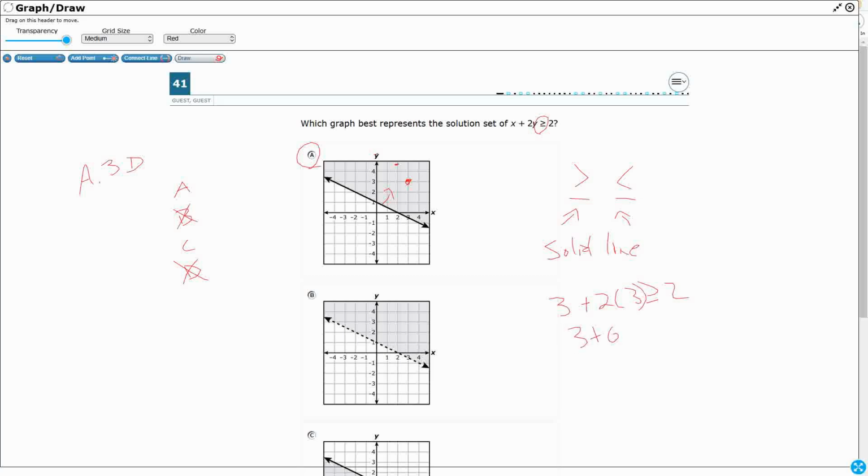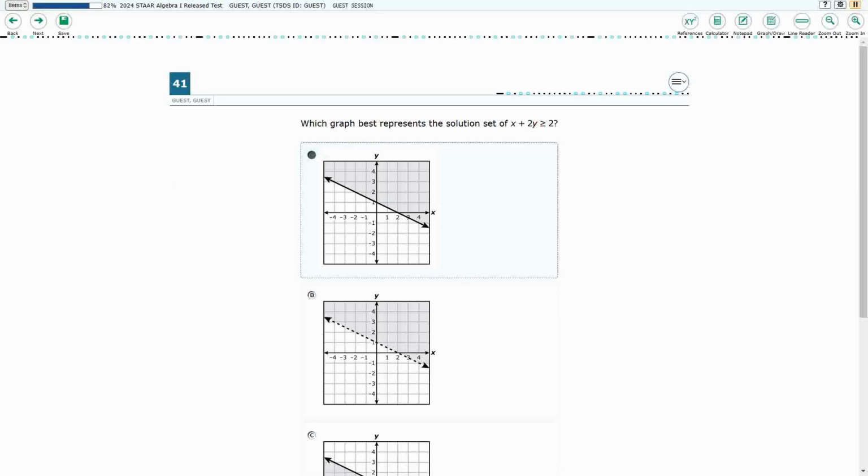So 3 plus 6 is greater than or equal to 2. 9 is greater than or equal to 2. Yeah, so shading above is definitely going to work. All right, so there's our answer, A.